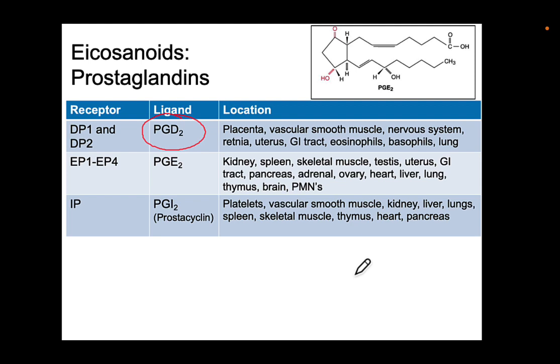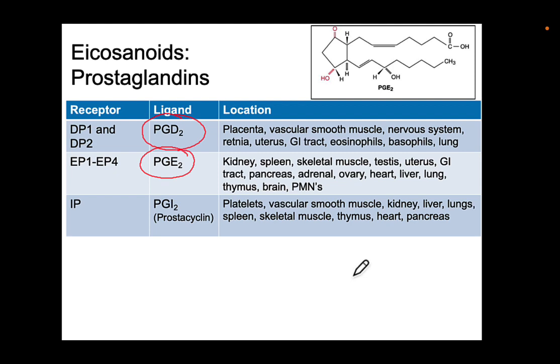Next up we have PGE2, or prostaglandin E2. This, bizarrely, binds to the E-type prostaglandin receptor, and we have 4 different subflavors here: EP1, EP2, EP3, and EP4. These receptors are located in tissues such as the kidney, spleen, skeletal muscle, testes, uterus, GI tract, pancreas, the adrenal glands, the ovaries, the heart, the lung, liver, thymus, and brain, as well as polymorphonuclear neutrophils.